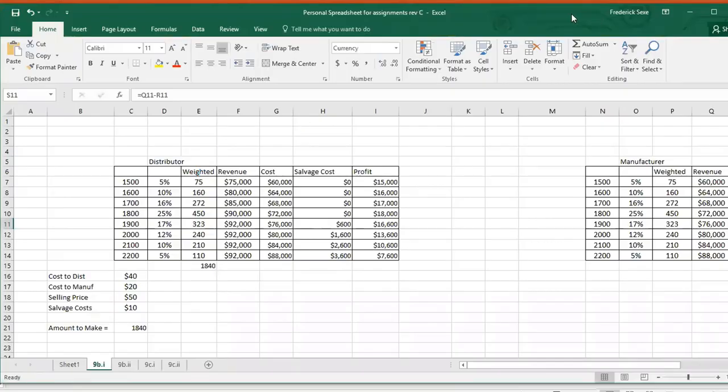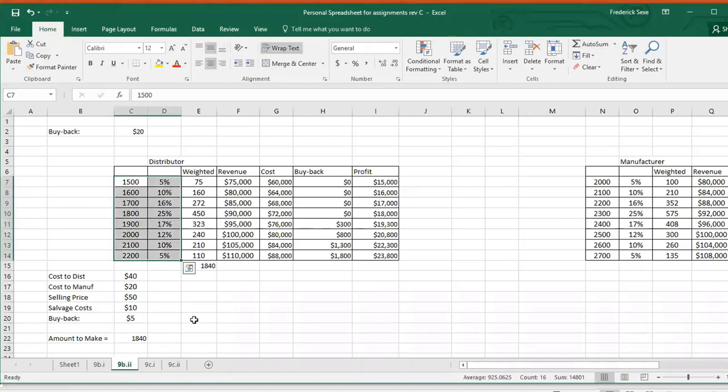Okay, thank you. So now, 9B2. Now we need to find an incentive to get them to buy more stuff. So now, I used a buyback of $20. So now, what is the expected profit for the manufacturer and the distributor?